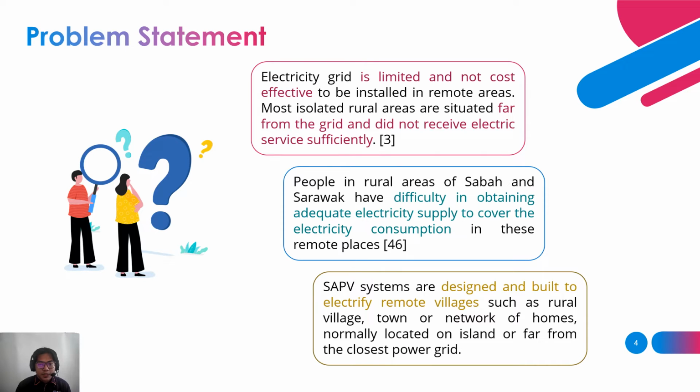The problem statement listed: electricity grid is limited and not cost effective to be installed in remote areas. People in rural areas of Sabah and Sarawak have difficulty in obtaining adequate electricity supply to cover the electricity consumption in these remote places. Therefore, SAPV systems are designed and built to electrify remote villages such as rural village, town or network of homes, normally located on an island or far from the closest power grid.